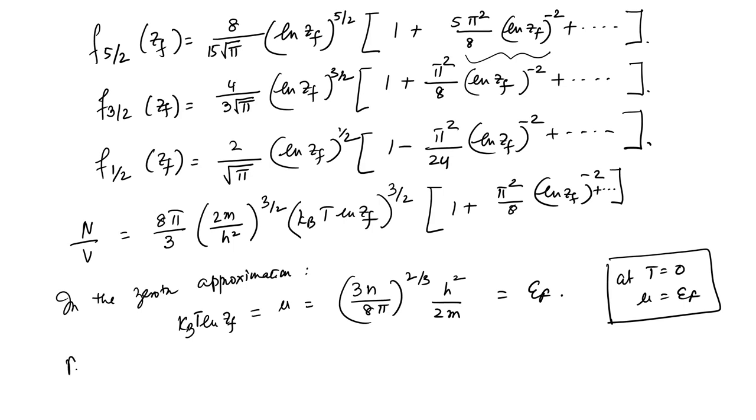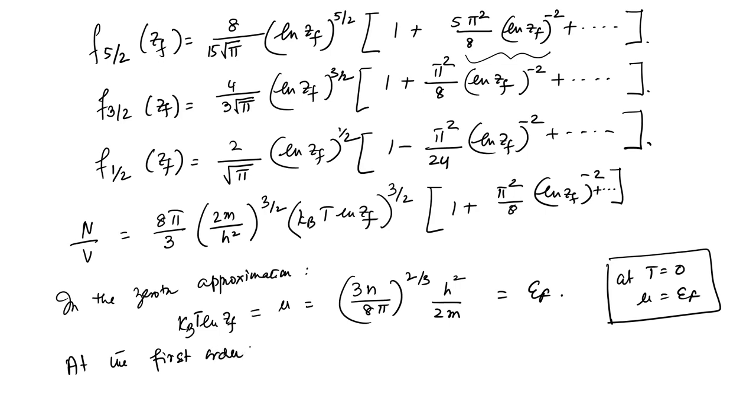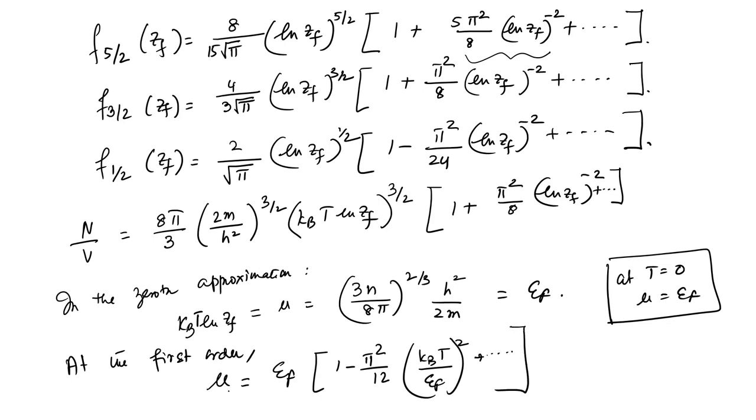And at the first order, that is, at a temperature that slightly differs from t equal to zero, taking the first order correction to this, we get mu equal to epsilon F, leaving the first term, times 1 − π²/12 (kT/epsilon F) whole squared, and then there are other terms. So at t equal to 0, put the second term equal to 0, mu equals epsilon F, which is what we have claimed. At t not equal to 0, mu deviates from epsilon F.